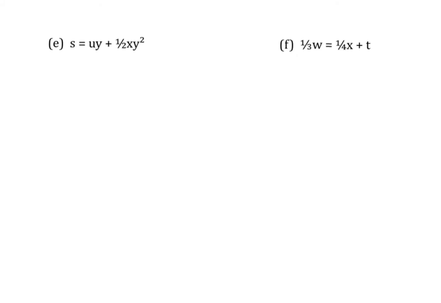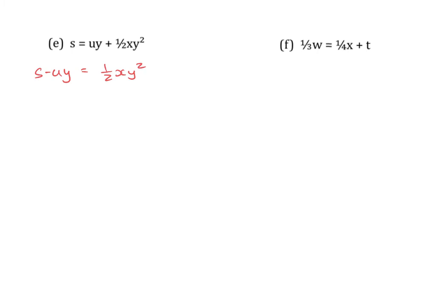Okay, in E, we have x embedded in one of these terms here. S equals uy plus a half xy squared. First of all, we want to isolate just the term which involves the x. So we want to get rid of this uy. Because it's being added, we must subtract. So if we subtract uy from both sides, we have s minus uy equals 1/2 xy squared.